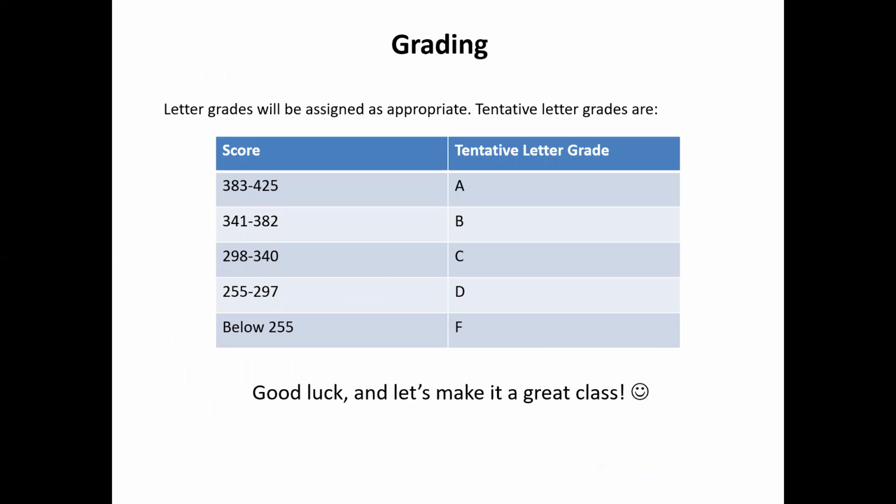Based on the score that you obtain out of the 425 points, letter grades will be assigned as appropriate. So the tentative letter grades are 383 to 425 will be an A grade, 341 to 382 will be a B, 298 to 340 would be a C, 255 to 297 would be a D, and below 255 would be an F.